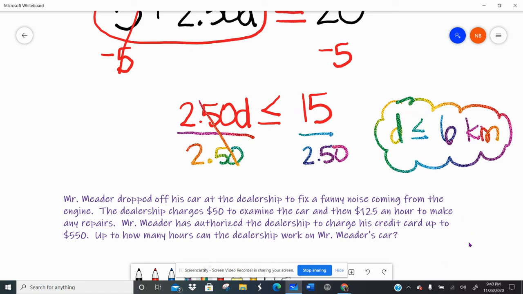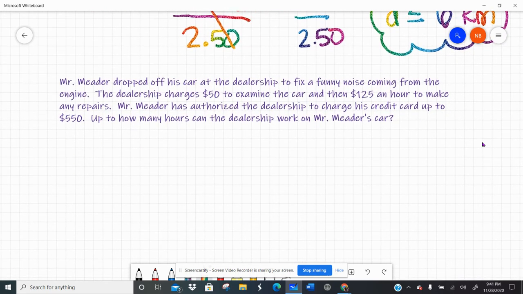All right. So think about it in terms of money, right? If you only have $20, you can only travel 6 kilometers at the most. And it can be less than or equal to. If it was exactly 6 kilometers, you'd have to pay exactly $20. If it was less than, you would still have enough money to cover it.